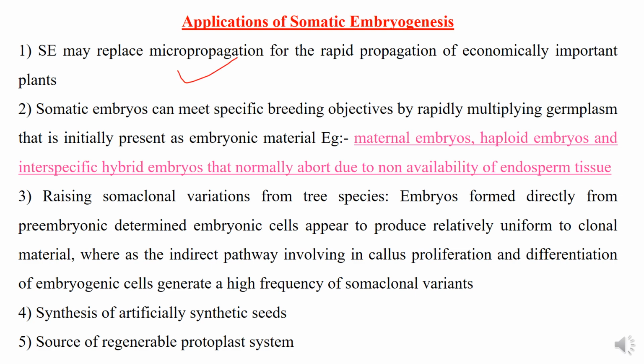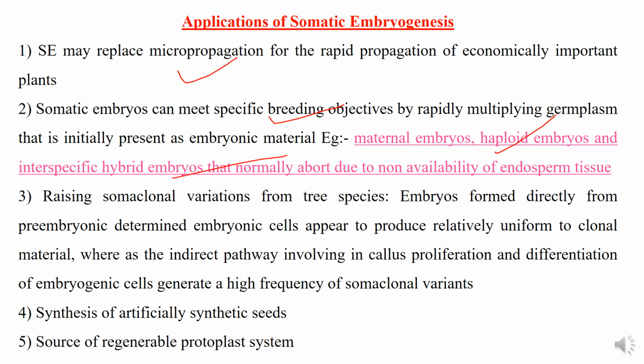In case of commercial crops, if somatic embryogenesis is standardized, then we can use that technology in place of micropropagation. Then somatic embryos can meet specific breeding objectives by rapidly multiplying the germplasm that is initially present as embryogenic material. For example, maternal embryos, haploid embryos and interspecific hybrid embryos, which generally abort due to non-availability of endosperm tissue. This I explained in the last class about the embryo rescue technique, embryo abortion. If you need, I will provide that link in the description box, just go and watch that video.